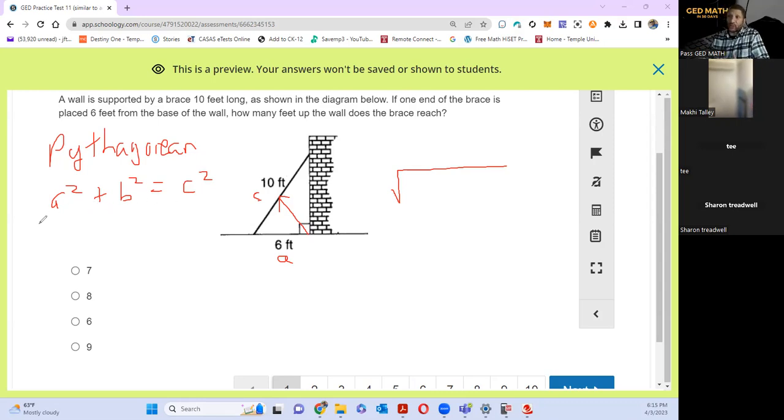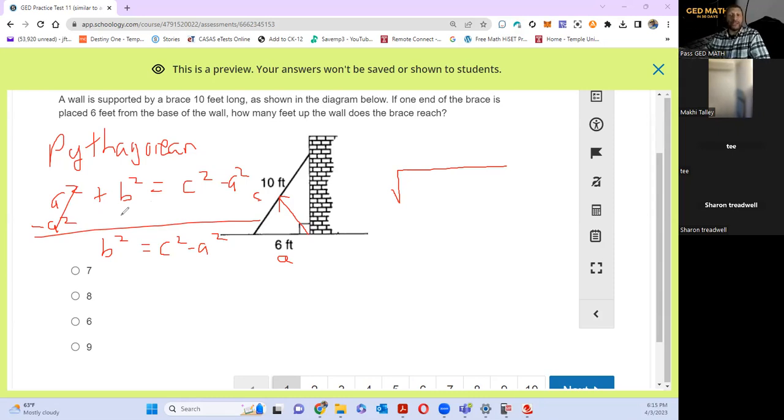So if I want to solve for B, I need to subtract A squared from both sides. So I'm going to get B squared equals C squared minus A squared. Now, B is still not by itself. I have B squared. How do I get B all by itself? What is the inverse operation of squaring something? Square root.